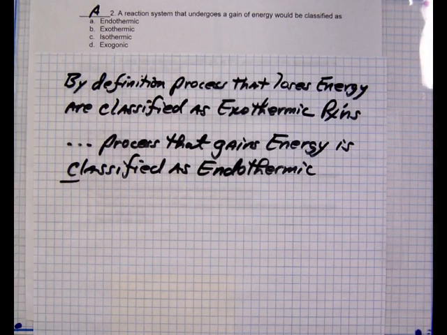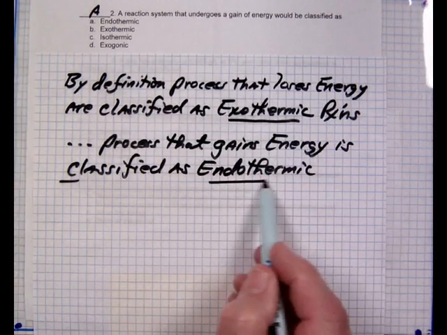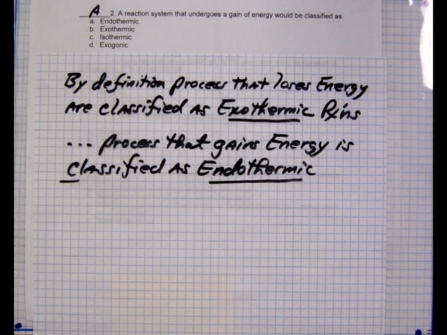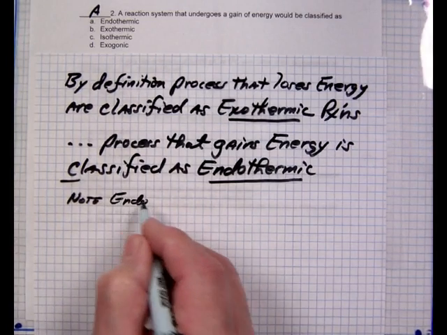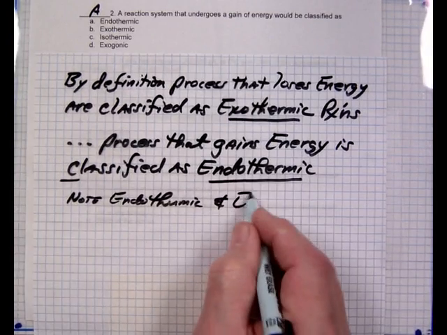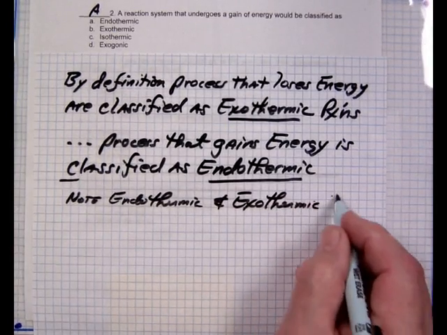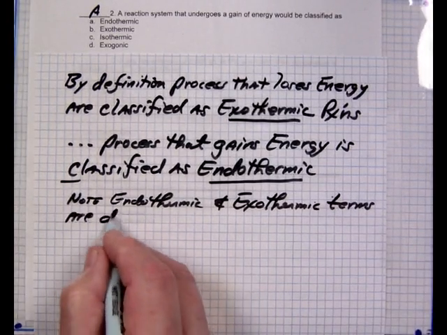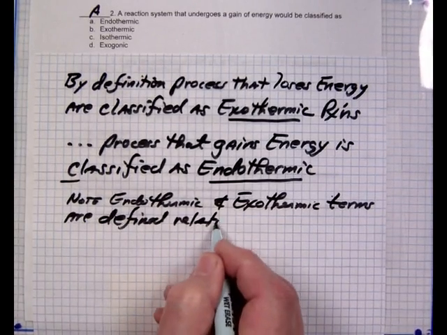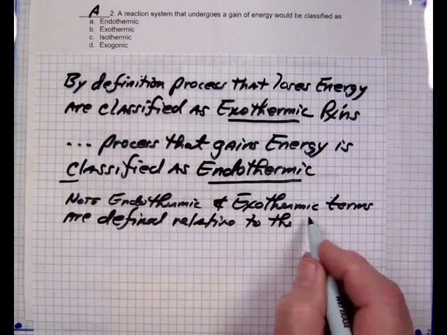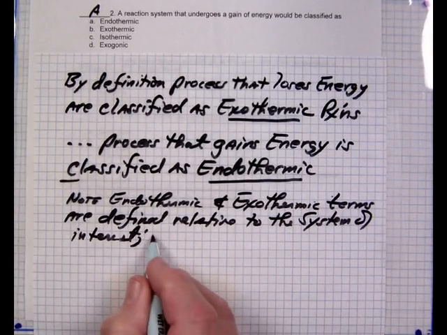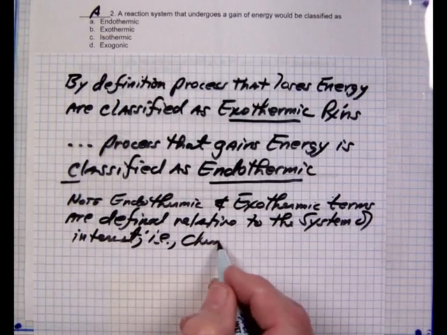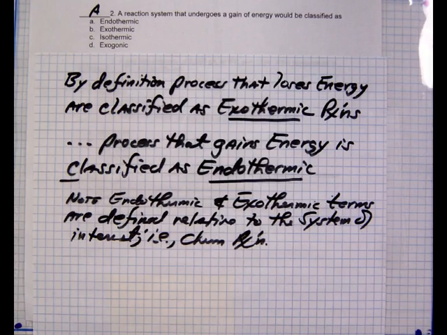Now, it's very important that you understand that the terms exothermic and endothermic are defined relative to the reaction system or the object of interest in the research. So note, endothermic and exothermic terms are defined relative to the system of interest. In our case, chemical reactions or physical reactions that are undergoing an energy change.